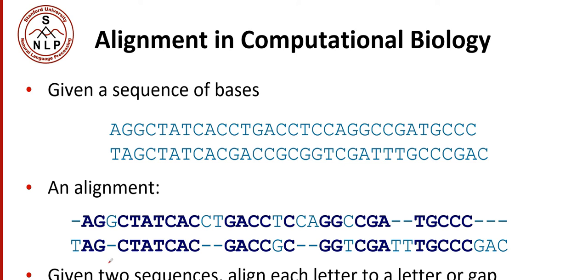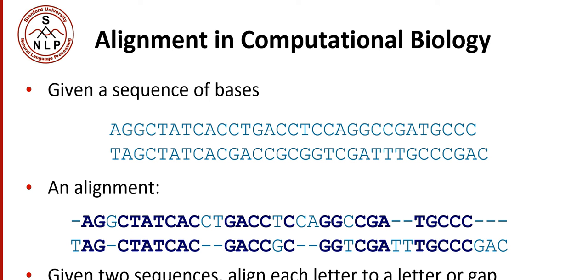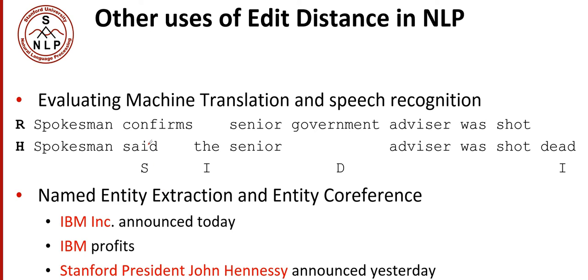So now, given two sequences, align each letter to a letter or a gap. That is the idea. Similarly, you can see this speech recognition example where "spokesman confirms senior government advisor is sought", and here there is a substitution, this is an insertion, this is a deletion operation, and this is further an insertion operation.